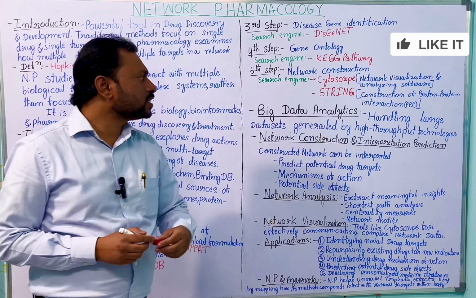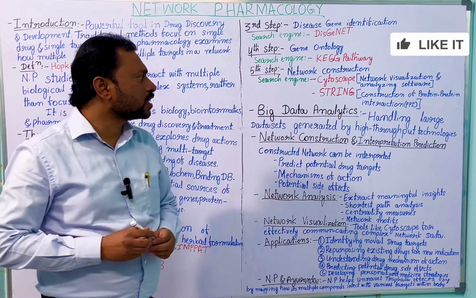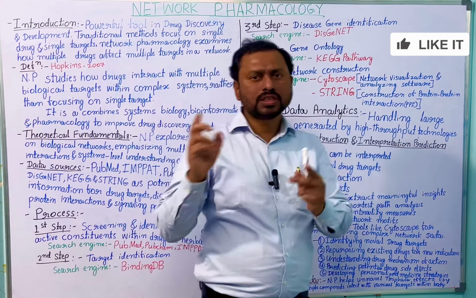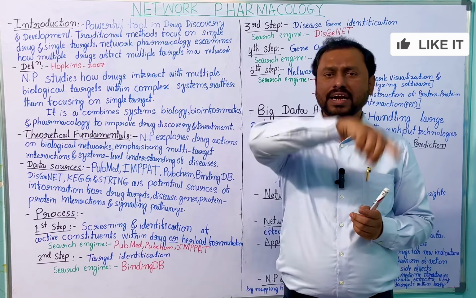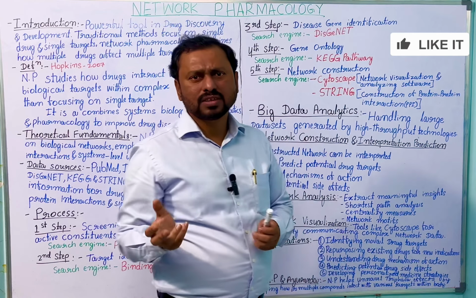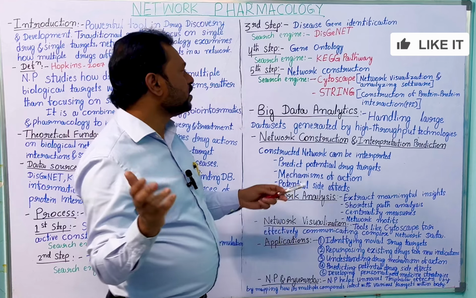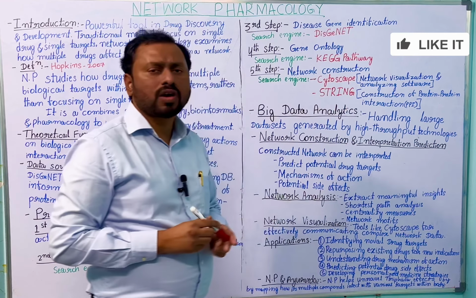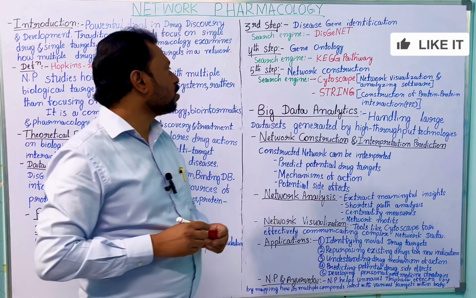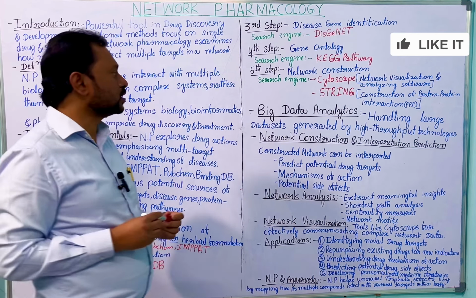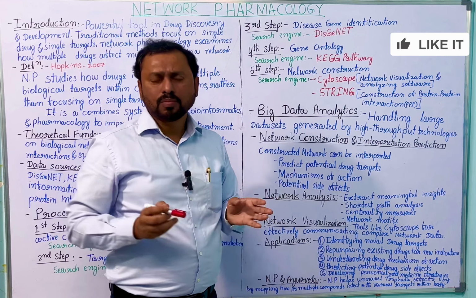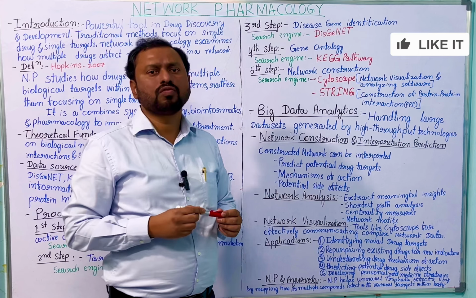The next one is STRING. This one is for the construction of protein interactions: how one protein interacts with another to produce disease, as well as for treating the disease. STRING is helpful for constructing the protein interactions. This is the software or search engine we are using. These are all the five steps we are using in the process of network pharmacology.